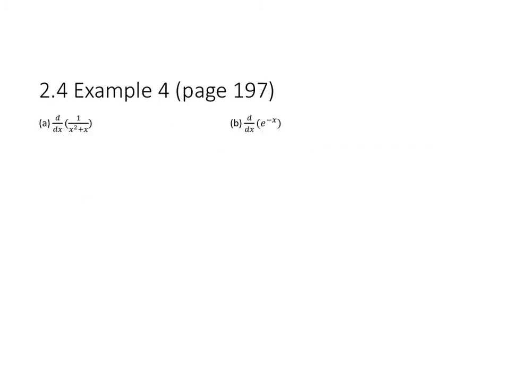Let's try example 4 on page 197. Both part A and part B, we're going to learn a different way to do these, maybe next unit, using something called the chain rule. But for right now, we're going to use the quotient rule. So my numerator is going to be my u. That's my function. And my denominator will be my v. So my u is 1, and my v is x squared plus x.